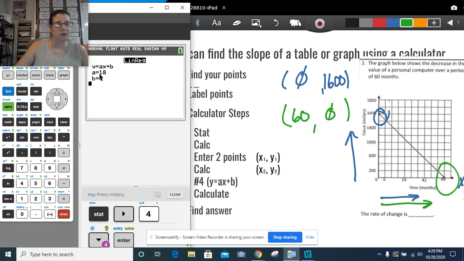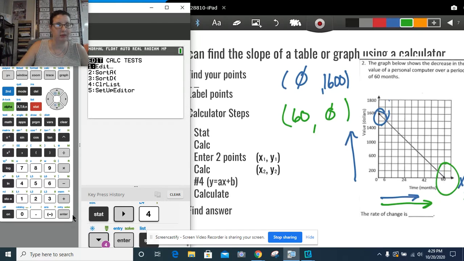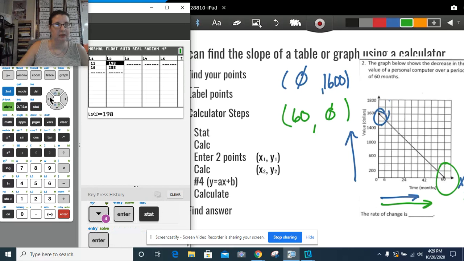Now I'm going to hit stat. I'm going to edit my points. So I'm going to go ahead and enter. I'm going to use the arrow, it needs to be 0, enter, 60, enter. Then I go up and I say 1600, enter, 0, enter. 0, 60, 1600. Okay, so those match up. They look the same. I've entered my points.